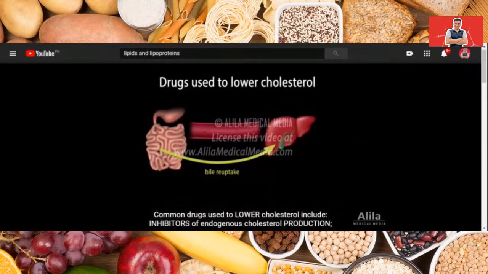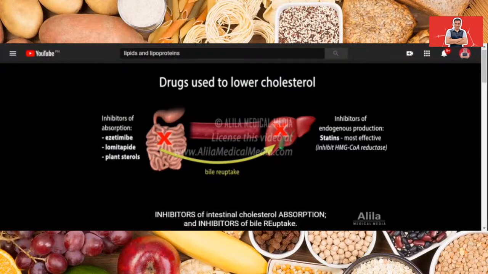Common drugs used to lower cholesterol include inhibitors of endogenous cholesterol production, inhibitors of intestinal cholesterol absorption, and inhibitors of bile reuptake.